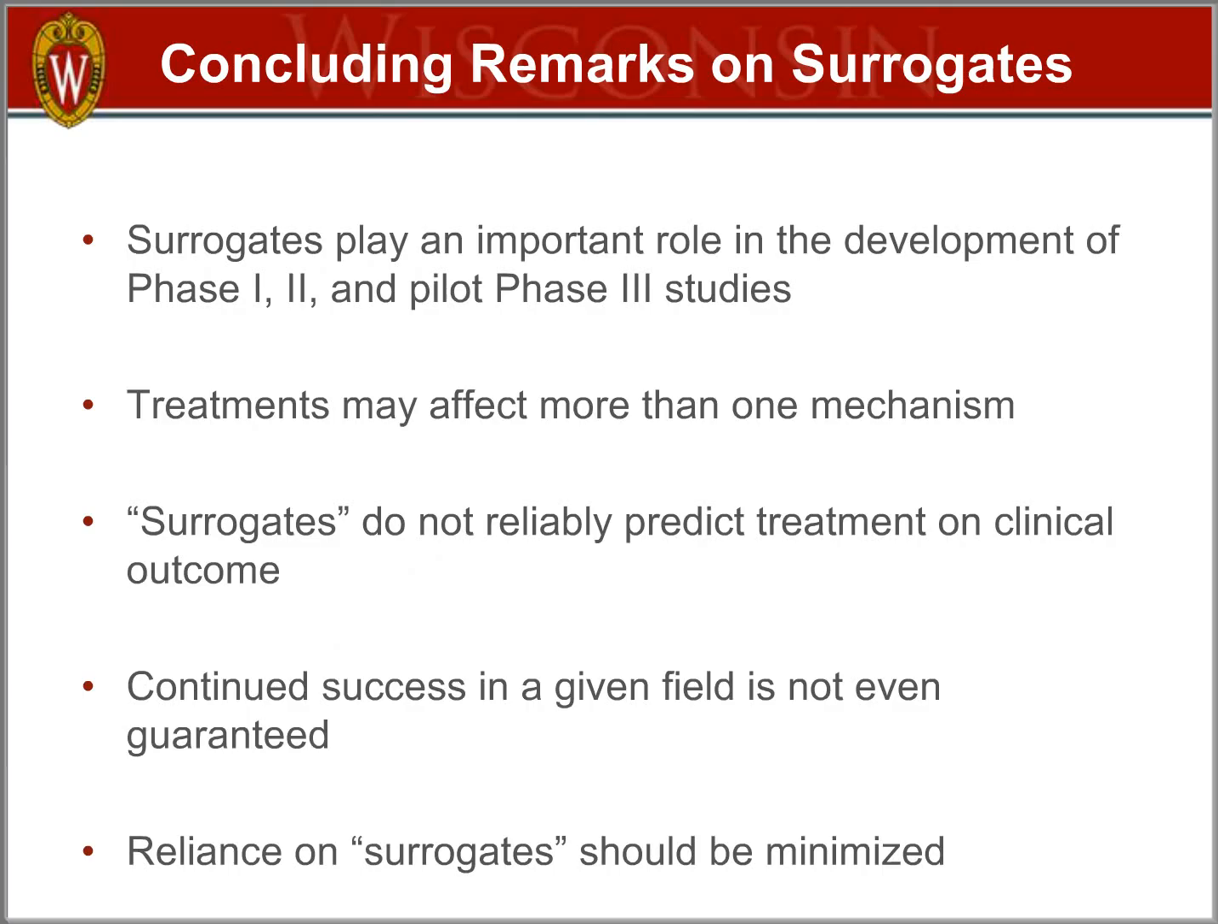So, the conclusion on surrogates is that they play a very important role in the development of devices and drugs and are needed. But treatments may affect more than one mechanism. Surrogates do not reliably predict treatment effect on true clinical outcome. And even if you have success in a given field, that doesn't mean the next study can depend on the same surrogate. We've come to the conclusion that reliance on surrogates, despite their advantages in earlier phases, should be minimized in the ultimate pivotal definitive phase 3 trial.